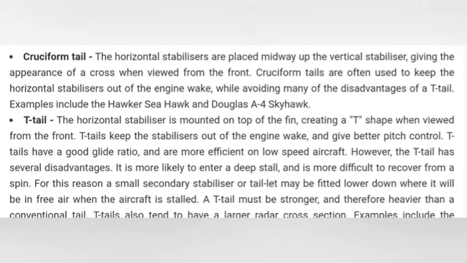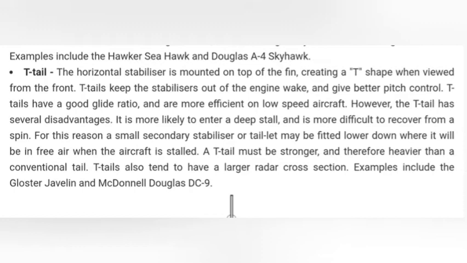T-tail. The horizontal stabilizer is mounted on top of the fin, creating a T shape when viewed from the front. T-tails keep the stabilizers out of the engine wake and give better pitch control. T-tails have a good glide ratio and are more efficient on low-speed aircraft. However, the T-tail has several disadvantages. It is more likely to enter a deep stall and is more difficult to recover from a spin.